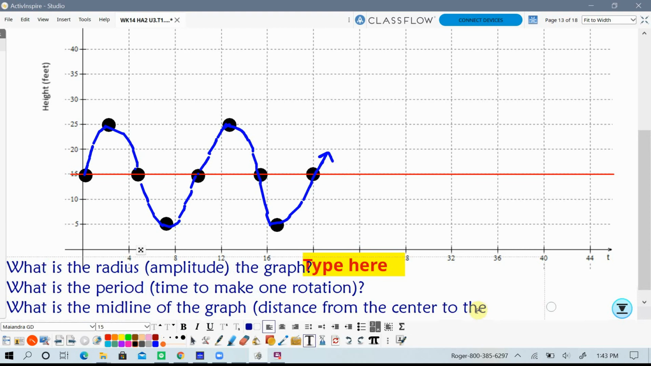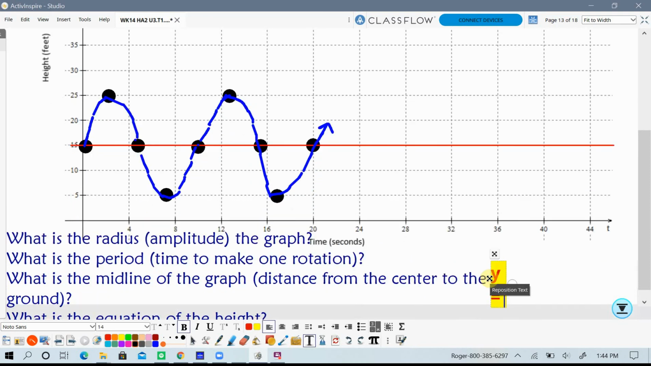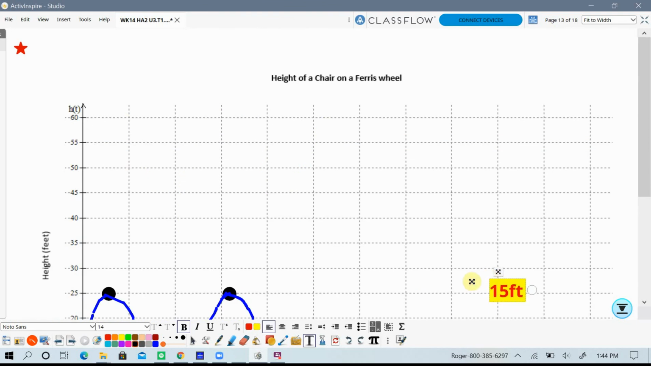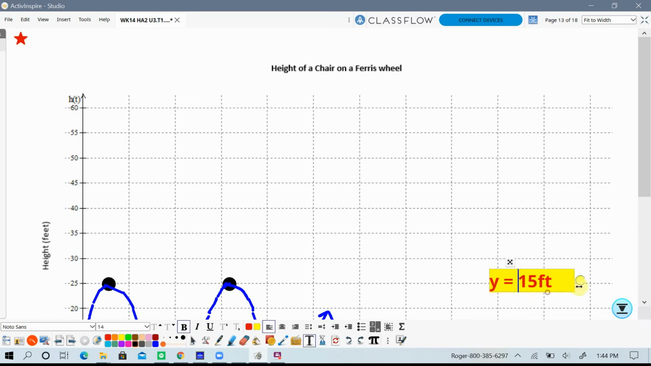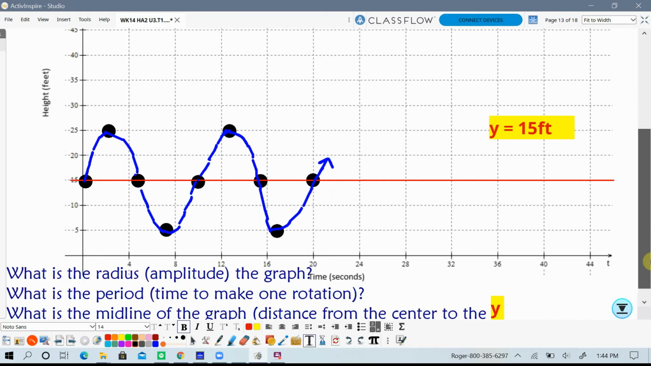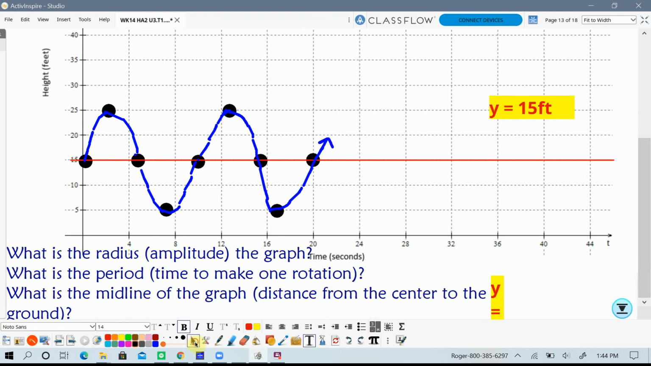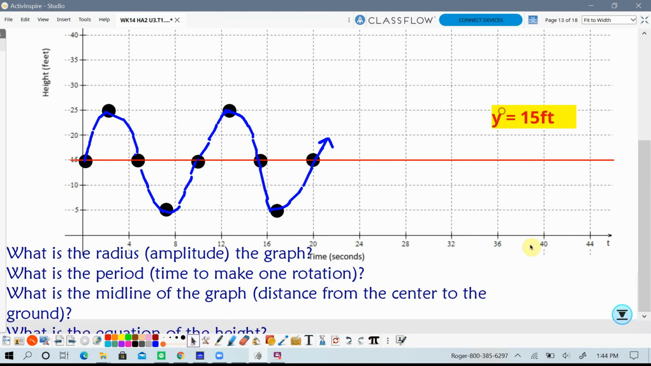So I'm going to use that as a representation for my height of the center above the ground. We'll put it right here: y equals 15 feet. Now you probably think, why do we say y equals? It's because it's a horizontal line that we just drew through that entire graph. And so that is why we said y equals.